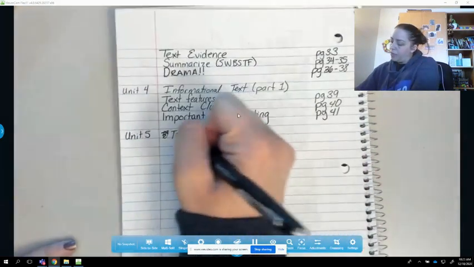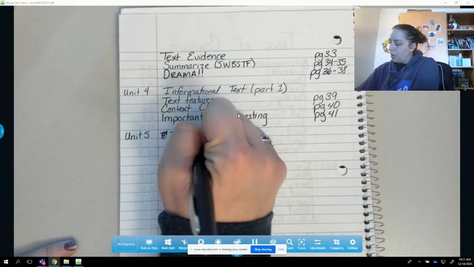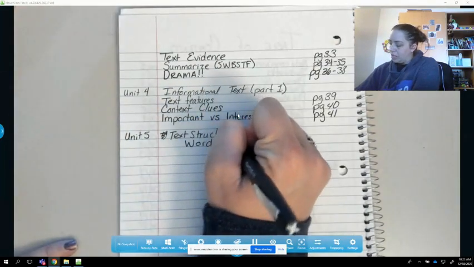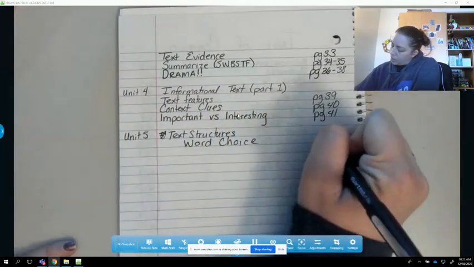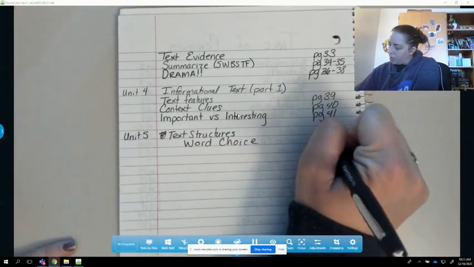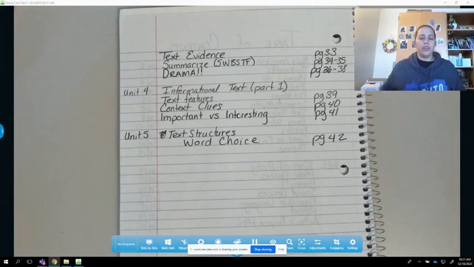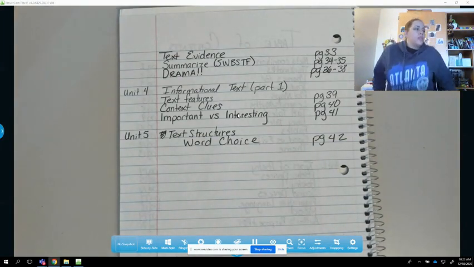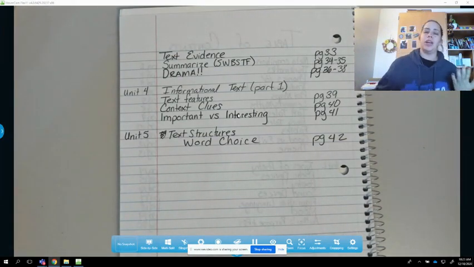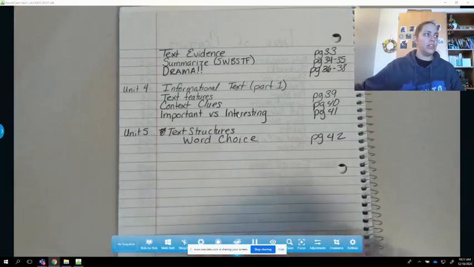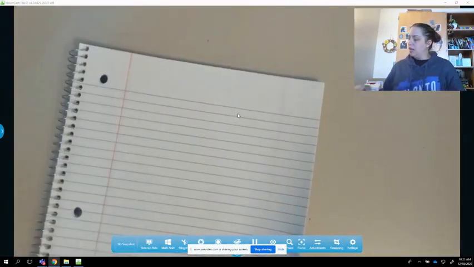And the first one we have for text structures is going to be word choice. This is my next blank page, which I believe is page number 42. So if you want to go ahead and write that in your notebook, you are welcome to do so. And then once you've written it down in your notebook, go ahead and flip to that blank page so we can get started on our structures.